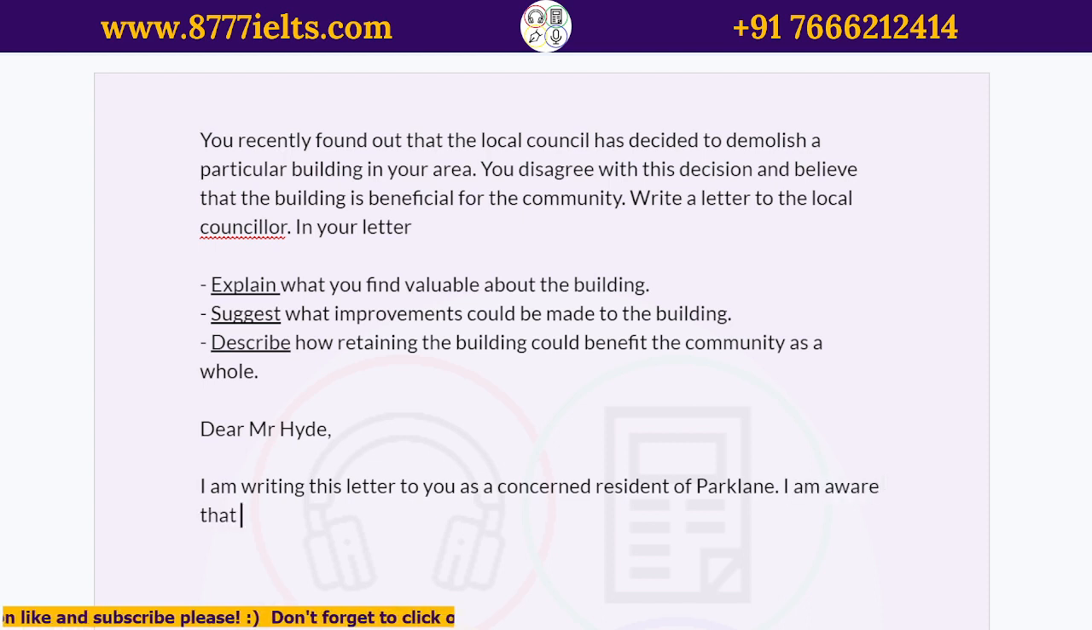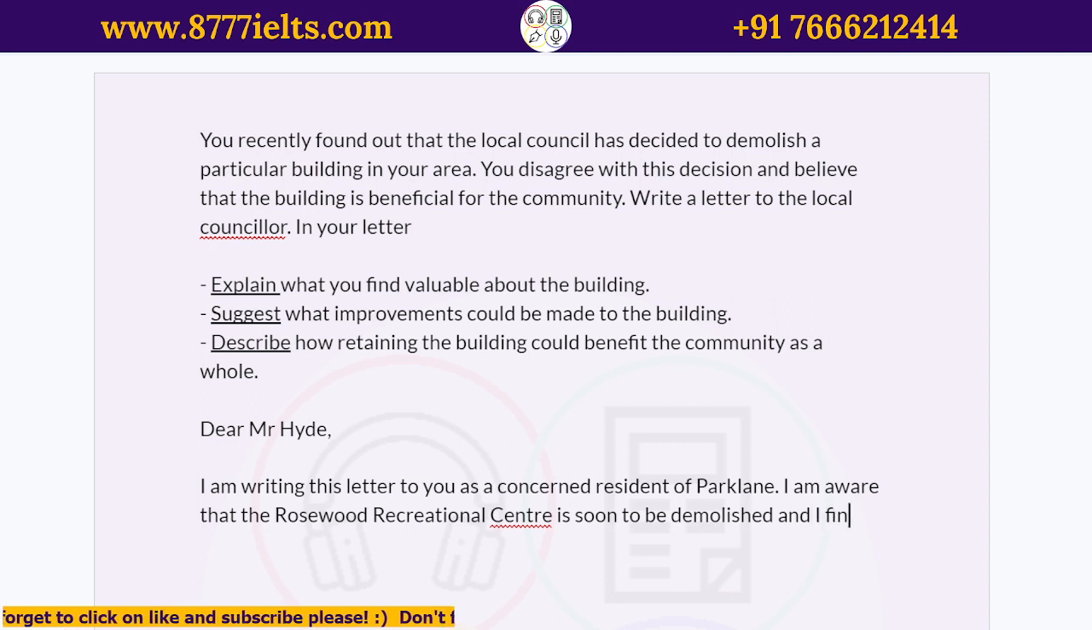what kind of building is this? Now that's for you to decide. It might be a restaurant, a library, a museum, a school, it could be anything. So let's say I'm aware that the Rosewood Recreational Center is soon to be demolished.